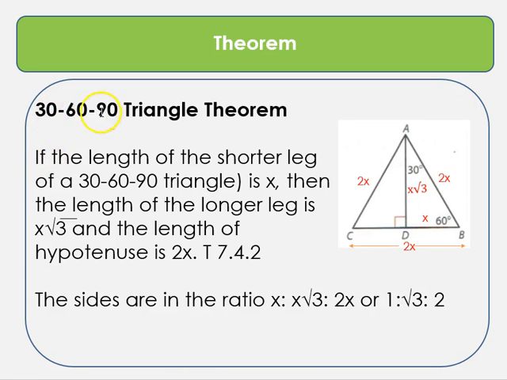So we have the 30-60-90 triangle theorem. If the length of the shorter leg of a 30-60-90 triangle is x, then the length of the longer leg is x square root of 3, and the length of the hypotenuse is 2x. The sides are then in the ratio of x to x square root of 3 to 2x, or you could also say, using the numerical values, 1, square root of 3, and 2. So have that on your paper always when you're doing these problems.